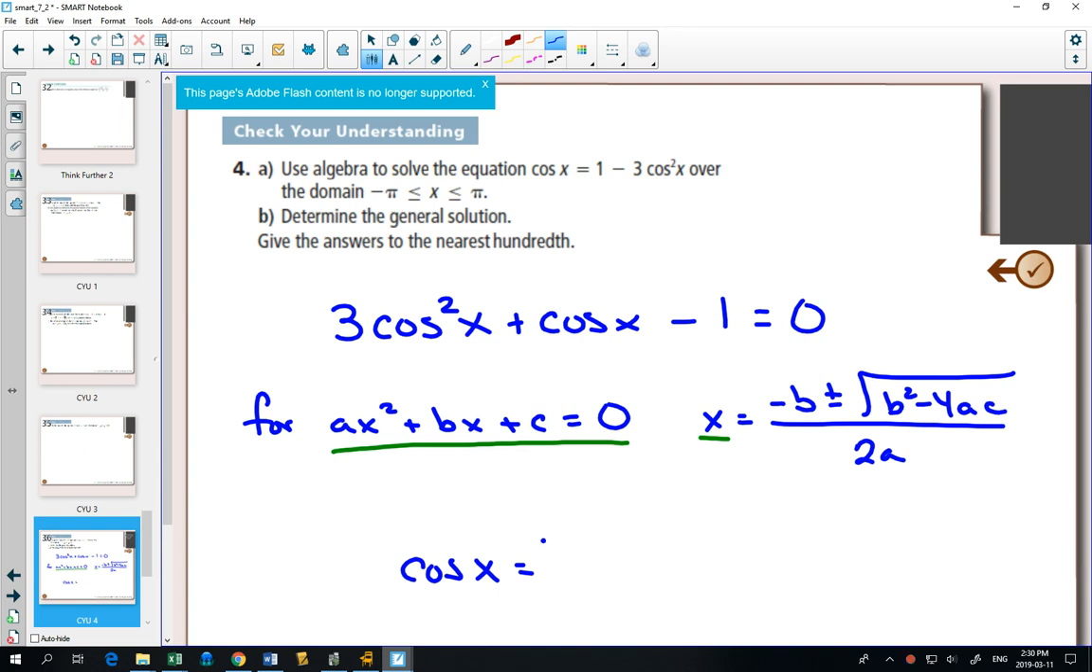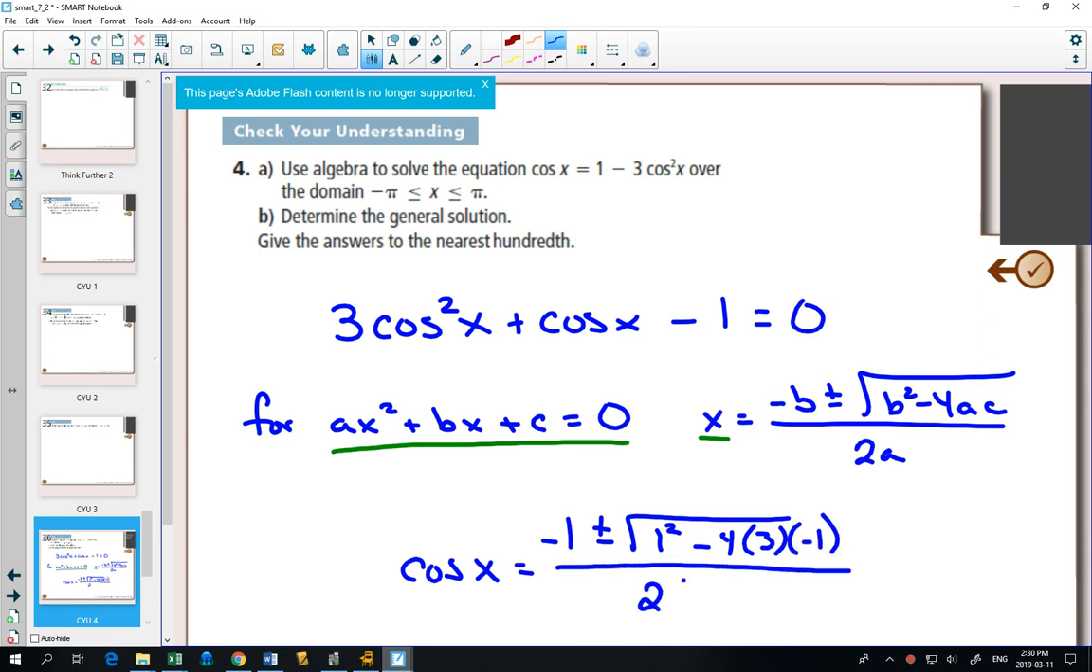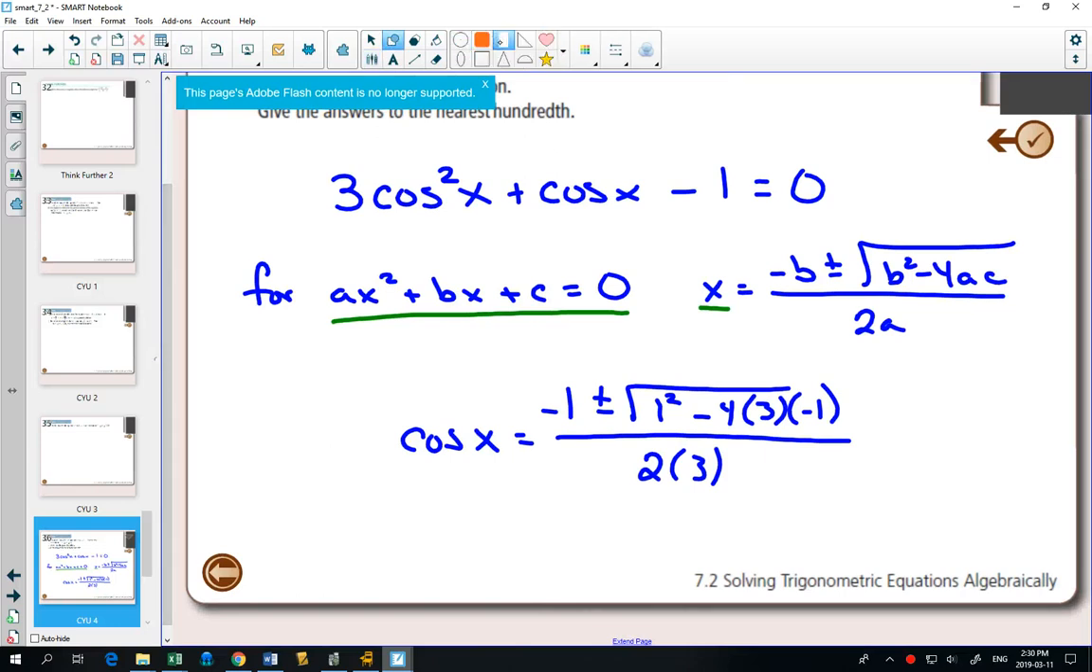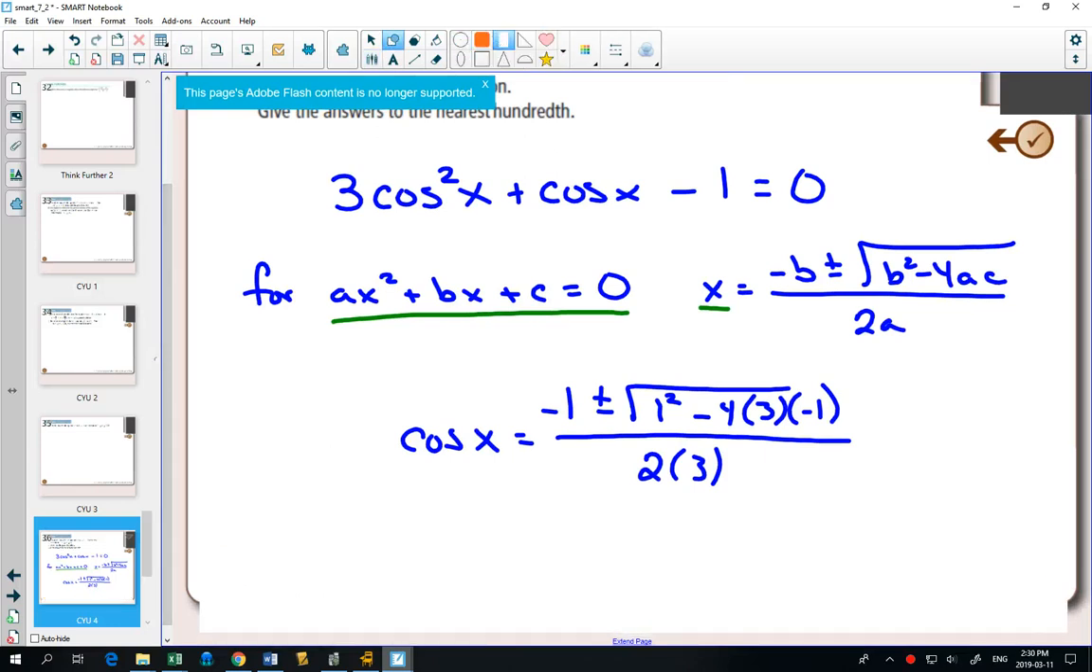The b value is negative 1 plus or minus b squared. Or sorry, the b value is positive 1, it's negative b, negative 1 plus or minus b squared minus 4, a is 3, c is negative 1 over 2 times a, which is 3. And so what do we get? Simplify this. Cos x equals negative 1 plus or minus the square root of 1 plus 12, which is 13, over 6.